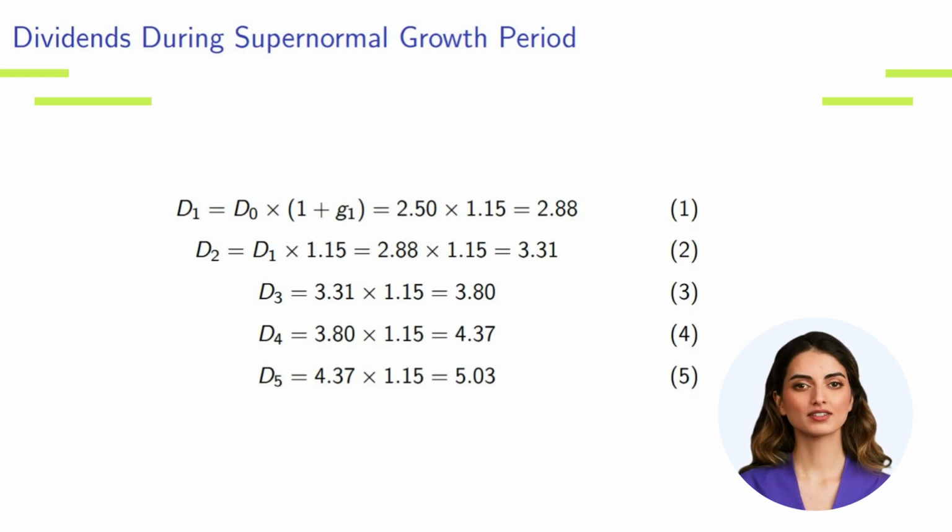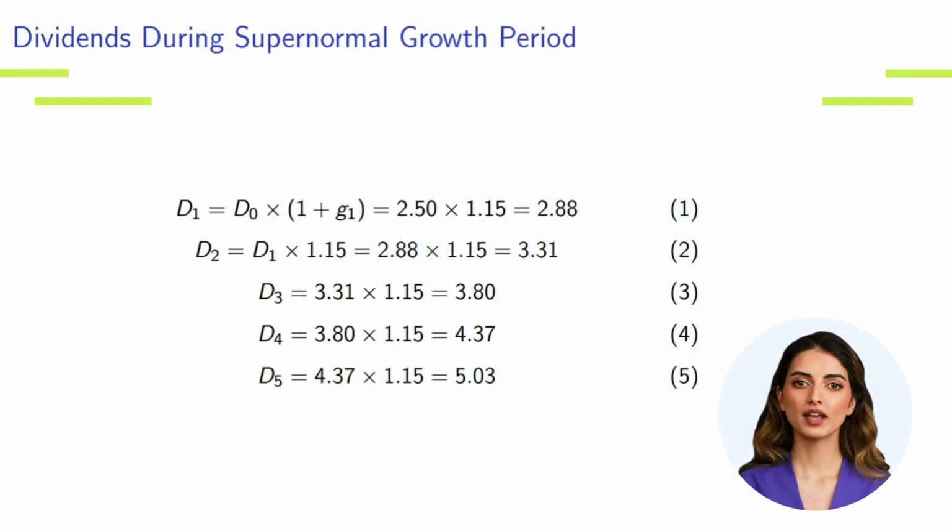First, we calculate the dividends during the 5-year supernormal growth period. To do this, we take the last dividend and grow it by 15% each year. Let's calculate these one by one. The first year's dividend, D1, equals $2.50 multiplied by 1 plus 15%. That gives us $2.88. The second year's dividend, D2, equals D1 multiplied by 1 plus 15%. That's $2.88 multiplied by 1.15, which equals $3.31. For the third year, D3 equals D2 multiplied by 1 plus 15%. That's $3.31 multiplied by 1.15, which equals $3.80.